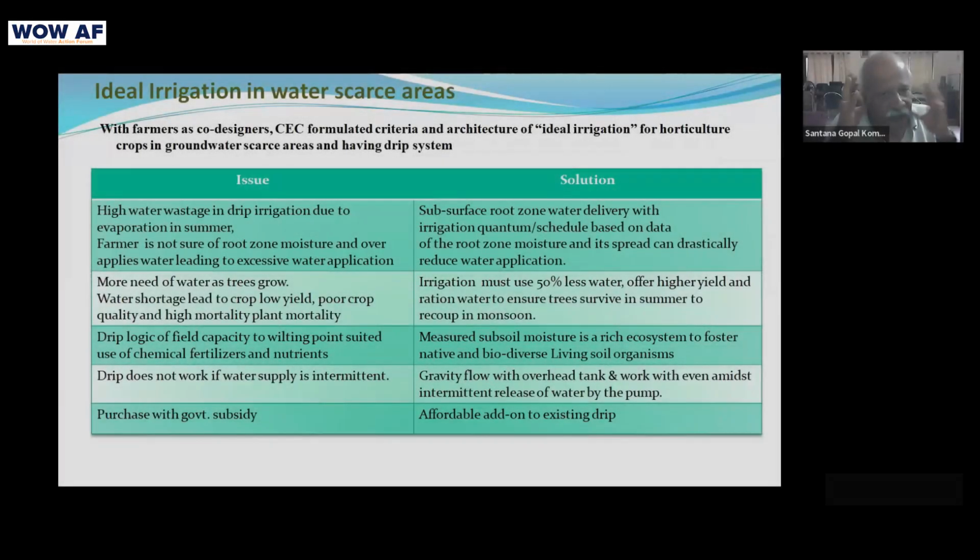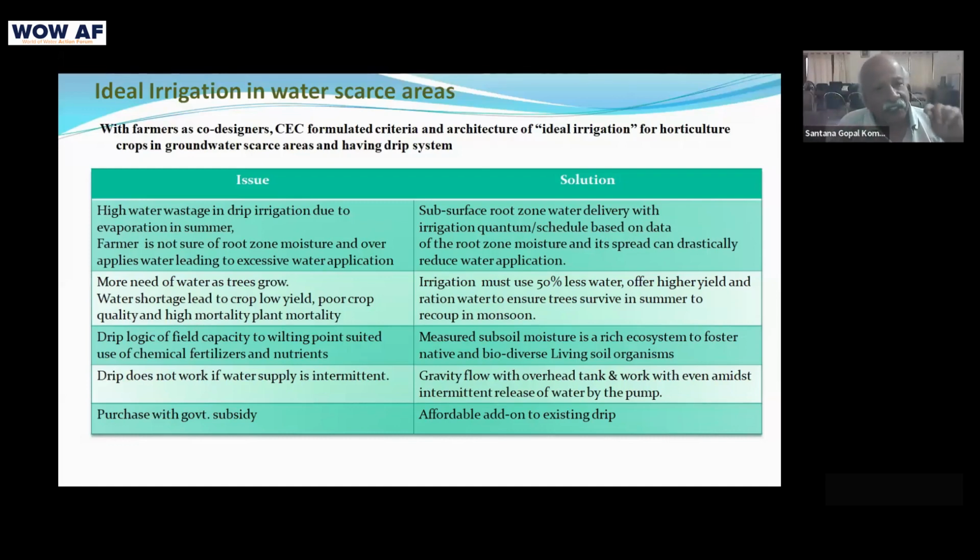We decided to develop the criteria for ideal irrigation architecture. Of course, with farmers, we do all our work with farmers, right? And all those people were having drip systems and were facing severe losses. The issue they identified, the solution they gave, is what went on our minds to develop SWAT.